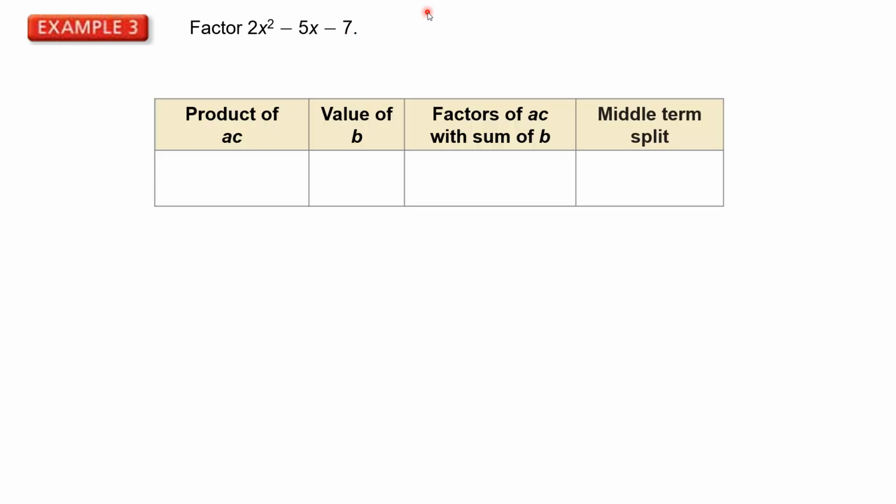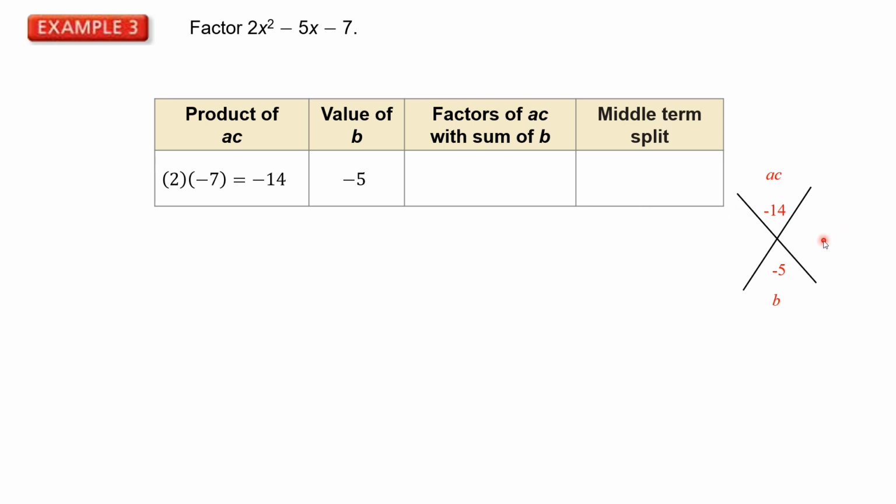Okay, next example. We do not have a GCF, so we're going to consider the same process again. Now you can pause the video at any time or back it up just so you can write these down. The product of A times C. Here's our X cross organizer. A times C, 2 times -7 is -14. The value of B is -5. So we'll put -5 into our organizer.